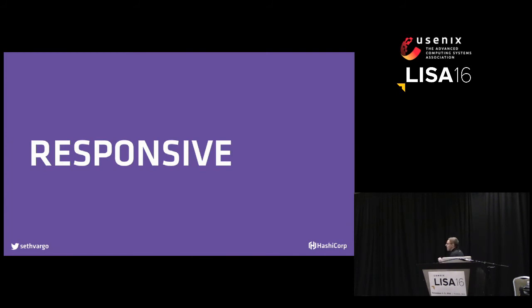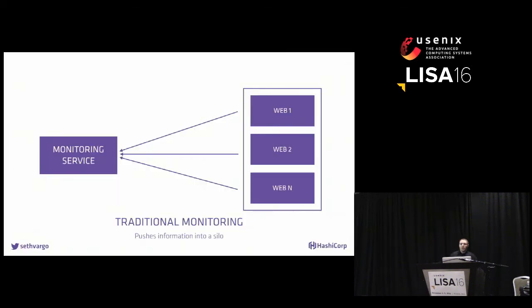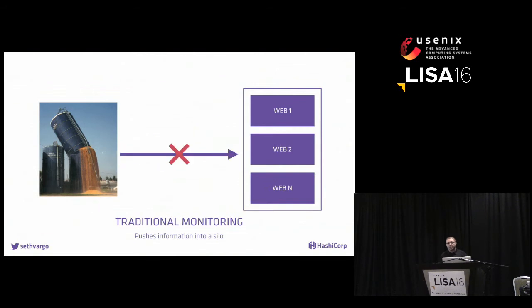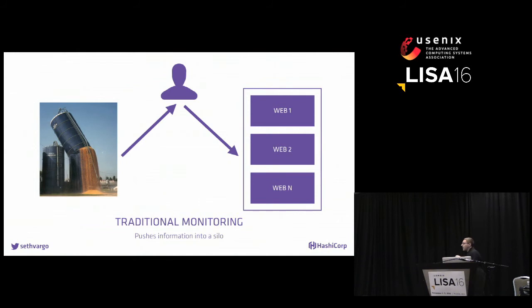Checks are interesting because they allow us to build reactive or responsive infrastructure. If you look at a traditional monitoring service like Nagios or Sensu, they behave something like this. You have a number of nodes, and all of those nodes at some regular interval are pushing information into a silo, which generally creates a single point of failure. The problem is that that silo doesn't have the ability to do anything back on those nodes. So unless you give your Nagios or Sensu cluster an SSH key so that it can SSH into machines to go repair things, it can't do that.